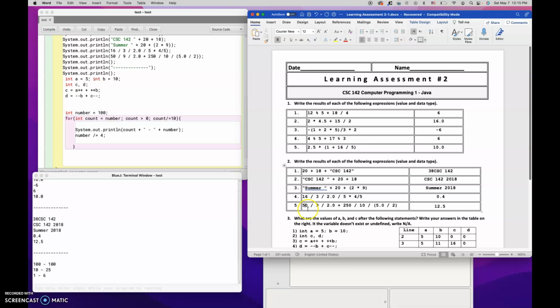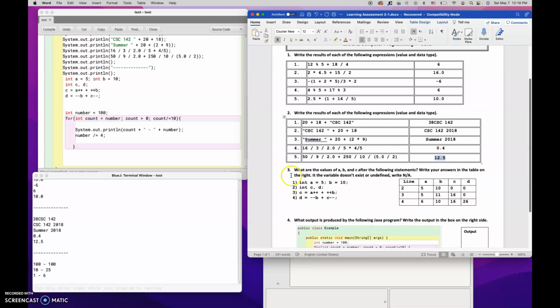Okay, the fifth line, we have the same thing. We're going to do the parentheses between 50 divided by 9 divided by 2.0, and now we're going to jump to 50 divided by 10 divided by the result of this. Again, parentheses are always first. 5.0 divided by 2 equals 2.5. So we're going to take the result of this plus the result of this, and it will produce 12.5.